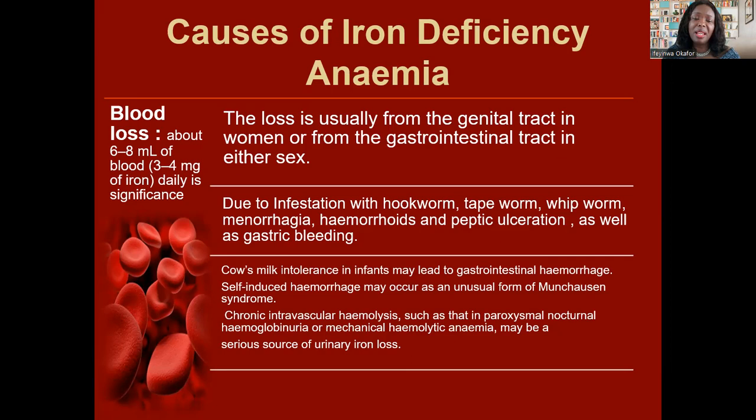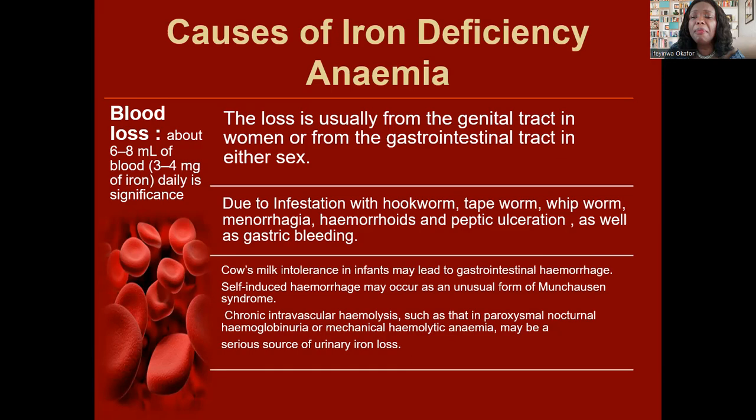Then we have diseases like chronic intravascular hemolysis, such as paroxysmal nocturnal hemoglobinuria, and mechanical hemolytic anemias. All these things can also lead to sustained loss of iron through urine. So any form of bleeding, whether it is acute or chronic, can lead to iron deficiency anemia.